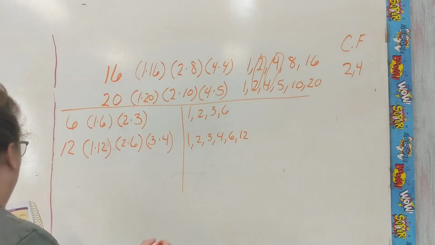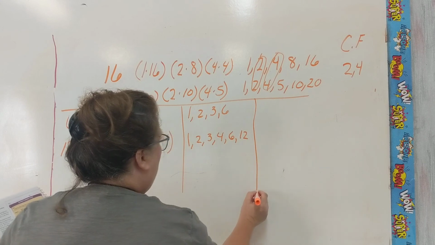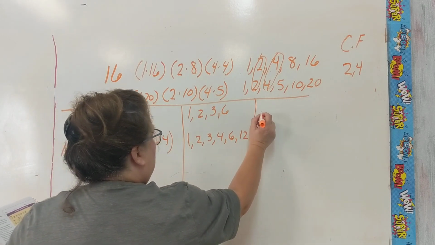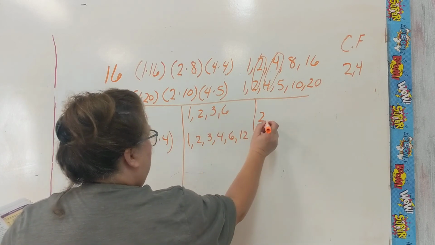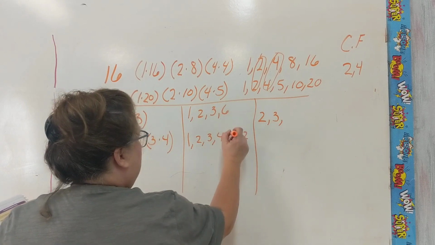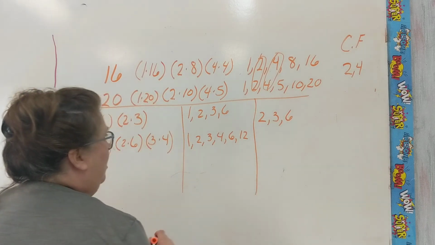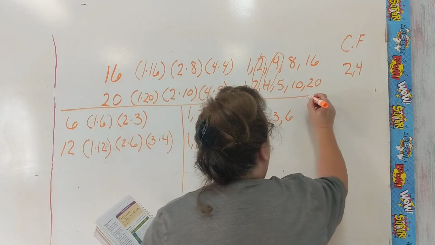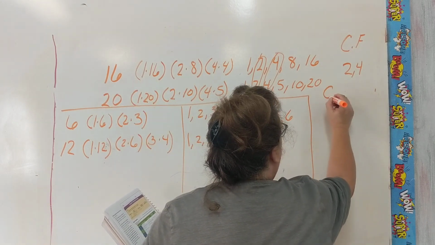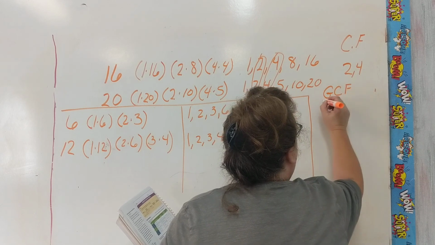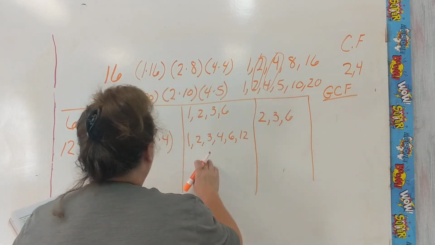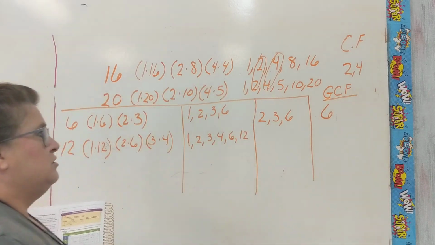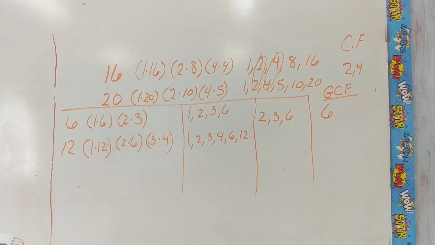And notice in the next box, it asks us for our common factors. So I see a 2 and a 2. I see a 3 and a 3. And I see a 6 and a 6. So my common factors for 6 and 12 are 2, 3, and 6. And then it asks for the GCF. The greatest common factor for 6 and 12 is 6. And that's what we're getting to, is our greatest common factor.